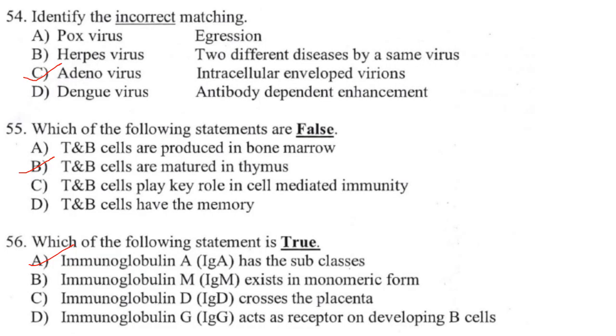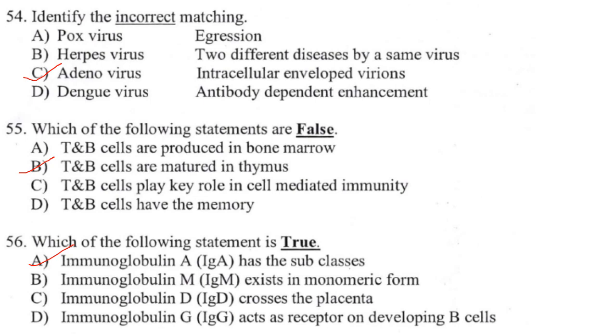Then next one, identify the correct matching. Pox virus, aggression, herpes virus, two different diseases by same virus, adenovirus, intracellular enveloped virions. They are non-enveloped. So incorrect matching is option C.